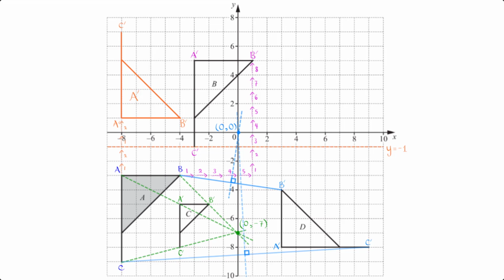So for point A on flag A, since we move 2 units upwards to touch the line of reflection, we also need to move 2 units upwards from the line of reflection to pin the new position of point A. We need to repeat the same process for the remaining vertices on the flag as well. When we are done, we are able to map out the reflected image of flag A.